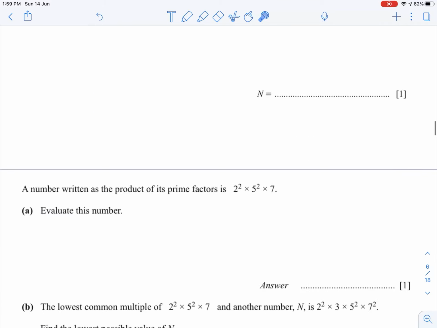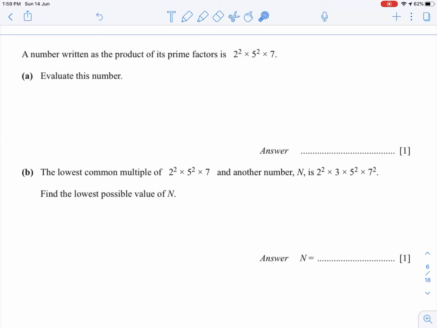Okay, moving on to the next question. It says a number written as the product of its prime factors is 2 square into 5 square into 7. Evaluate this number. Evaluating meaning you just have to multiply and see what this number is. 2 to the power 2 is 4, 5 to the power 2 is 25, into 7. 25 times 4 is 100, 100 into 7 is 700. This is the answer for the first part.